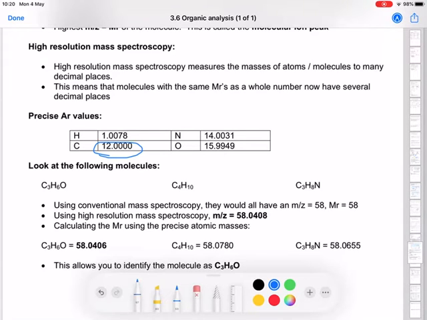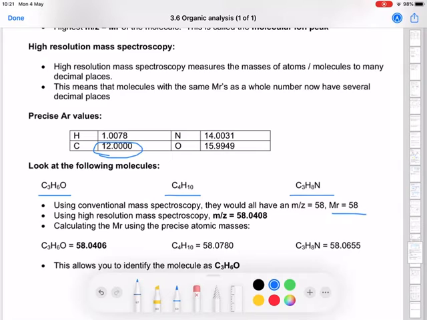Okay, so this high resolution mass spectrometer will allow you to work out molecules to 4 decimal places, which is absolutely crucial when we look at molecules that to 1 decimal place or even 0 decimal places would have the same Mr. And there are some examples here. So we've got C3H6O, C4H10, and C3H8N. All of these, if you work out their Mrs on the periodic table, have an Mr of 58.